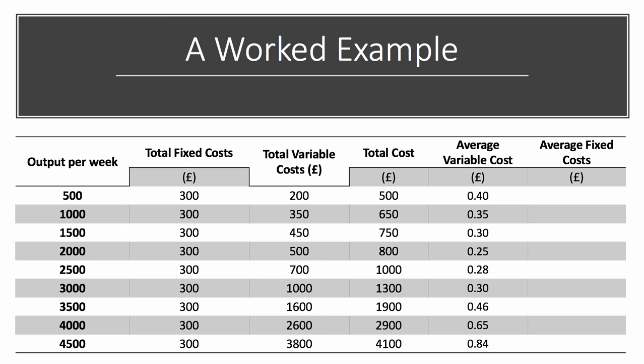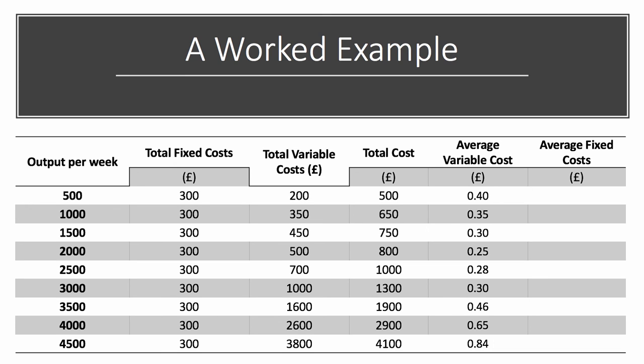That's because marginal cost is falling. But then average variable cost starts to rise, rising from a low of 25p to heading up towards £1 per loaf. So average variable cost is quite similar to the behaviour of marginal cost. It falls, then rises. It falls, then it rises.